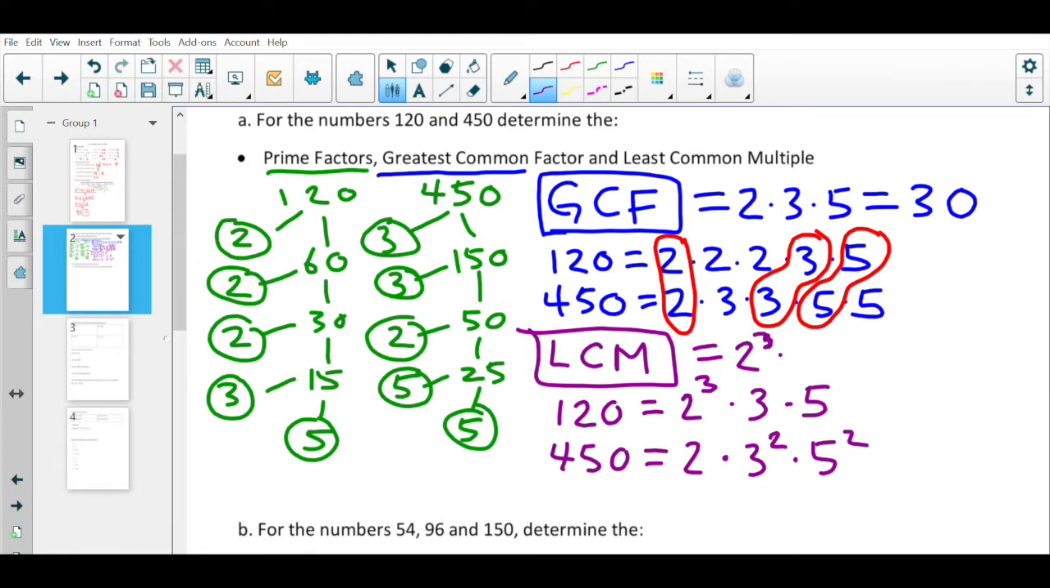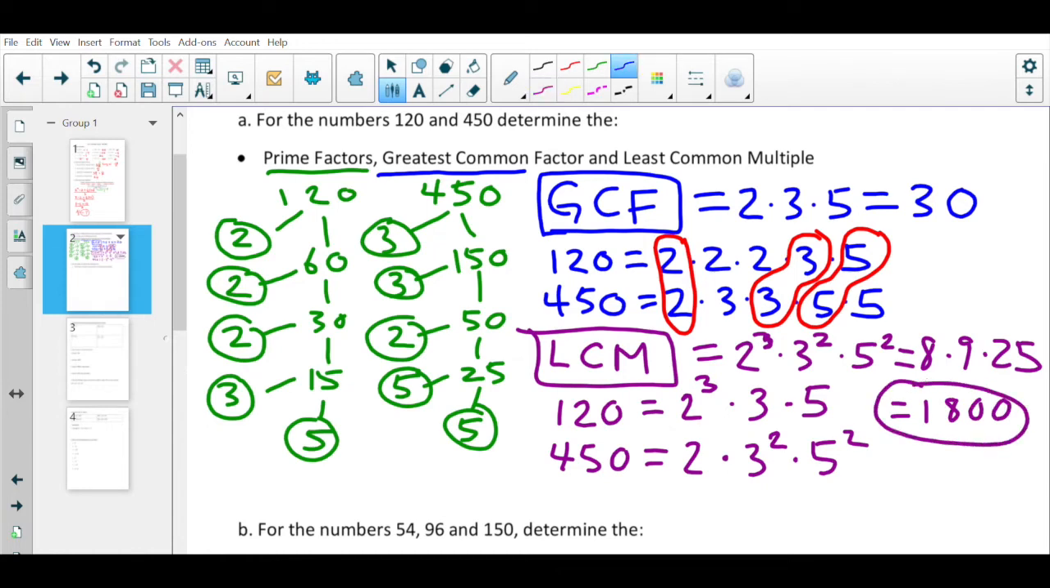Prime factor 3. What's the highest exponent? That's 3 squared. And 5. What's the highest exponent? That's a 2. So that is 8 times 9 times 25. I'm going to use a calculator to do that one. So that is 8 times 9 times 25, and that is 1,800. So that is your least common multiple. Okay?